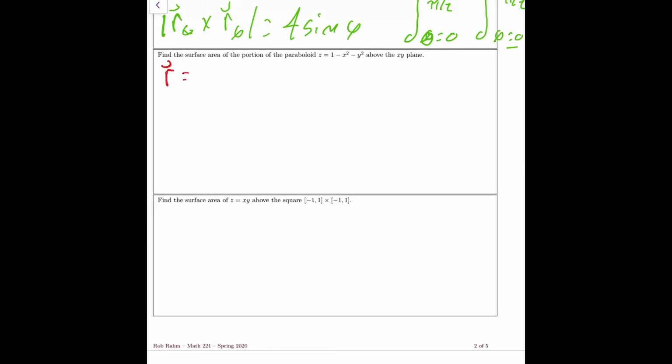Now I'm going to do this two ways. I'm going to do it with a rectangular parameterization, so that just this one. And then I'm going to do it with a polar coordinate parameterization. So this is R.